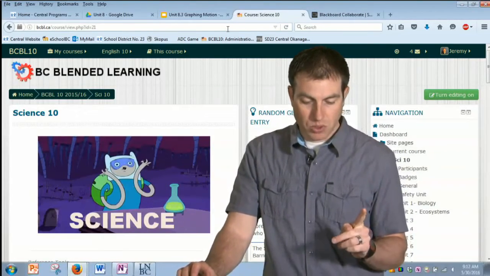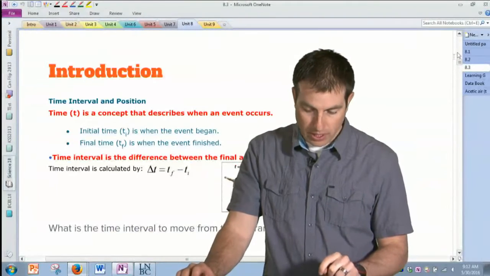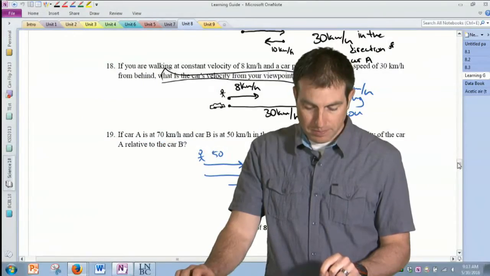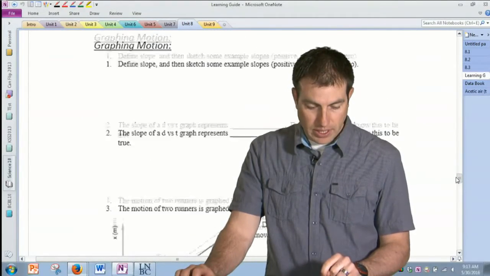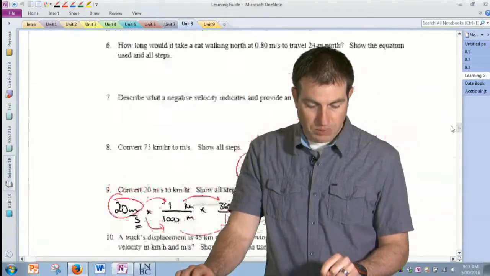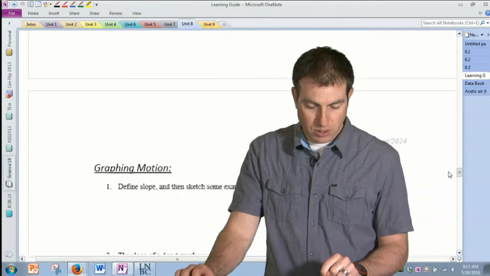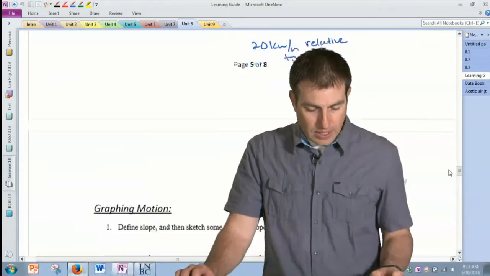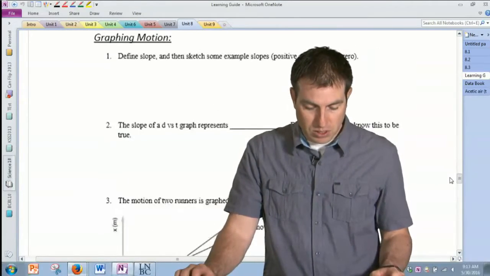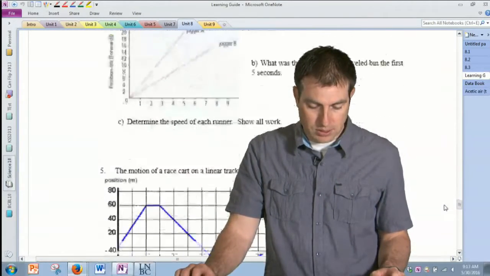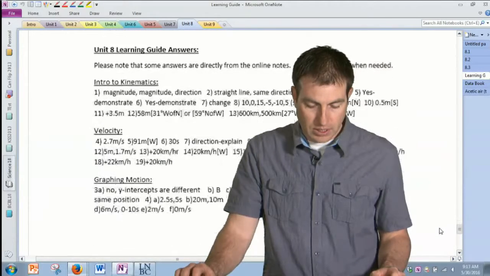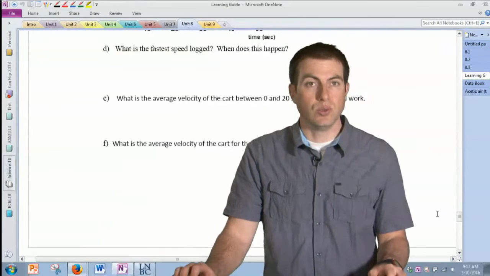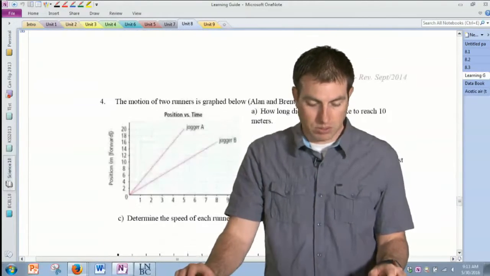Taylor had some questions from Unit 8. Maybe we can get to those now. And I would be happy to go through them. Or if anybody else has any questions. So we've basically finished up to page 5 in the learning guide. And we're going to talk about graphing motion today, which is page 6, 7, and then that's it. So there's only 2 pages left, and we haven't talked about them yet.